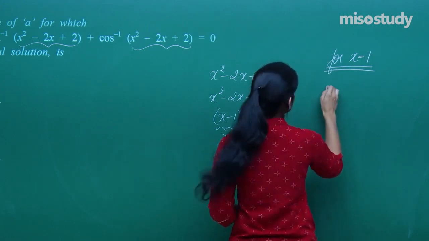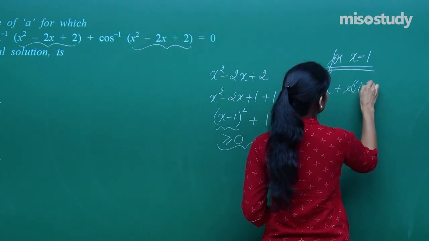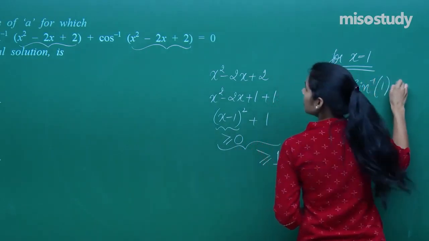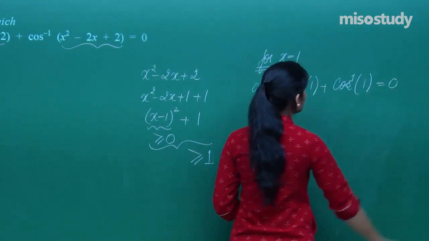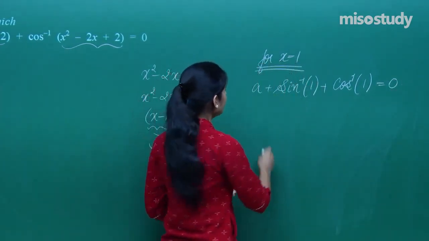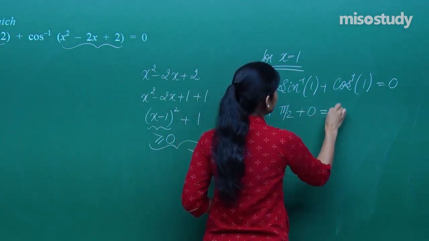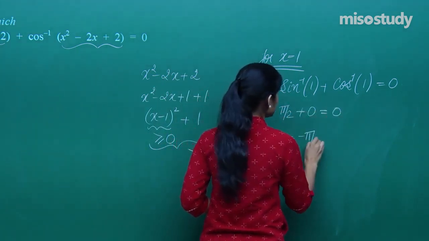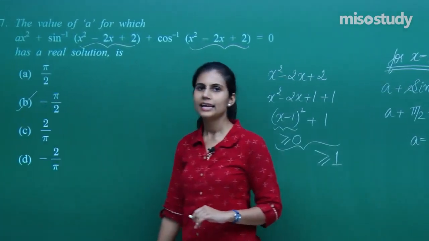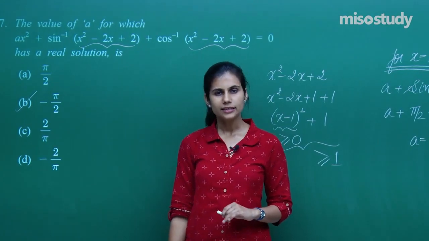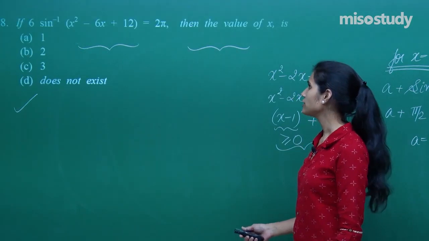So when you put x equals 1, you get a plus sine inverse 1 plus cos inverse 1 is 0. What is the value of a? This is a plus pi by 2 plus 0 is 0. A is minus pi by 2. So basically your answer is a is minus pi by 2. Clear? That's how conceptually also many a times questions are dealt with. So let's look at the next question.